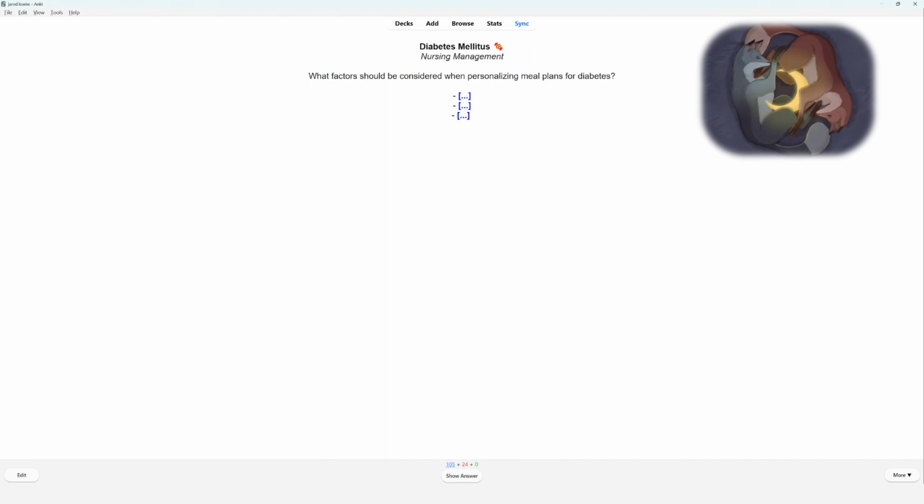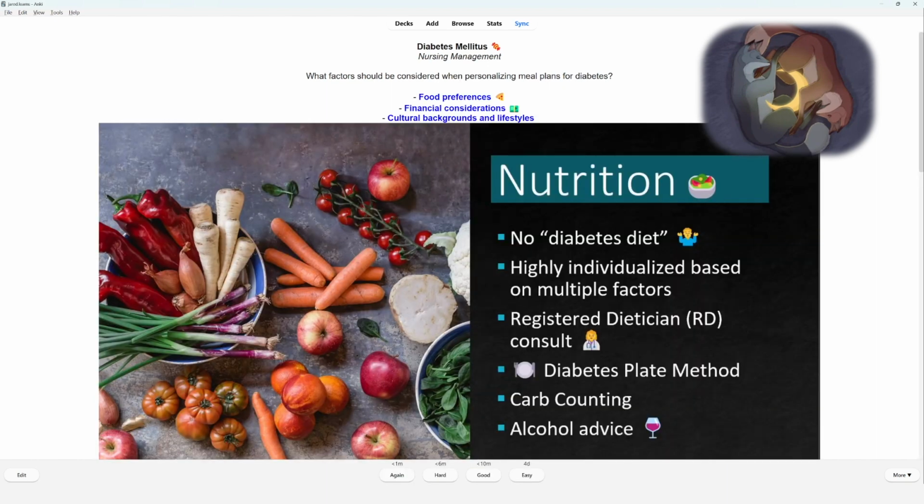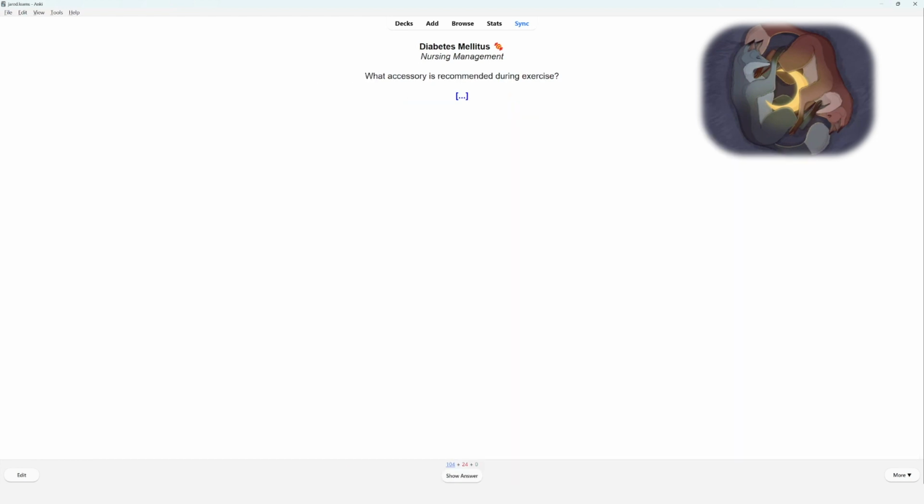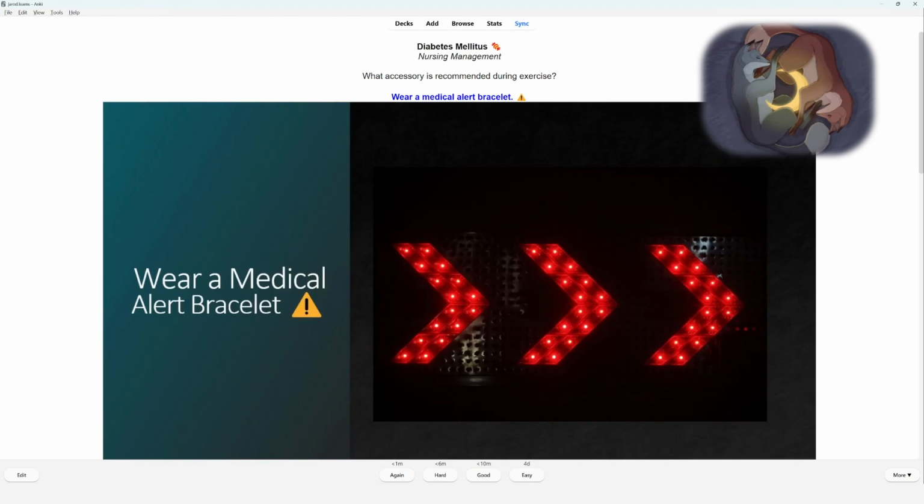What factors should be considered when personalizing meal plans for diabetes? Financial consideration, cultural, and food preferences. Yep, perfect. What accessory is recommended during exercise? We always wear a medical alert bracelet.